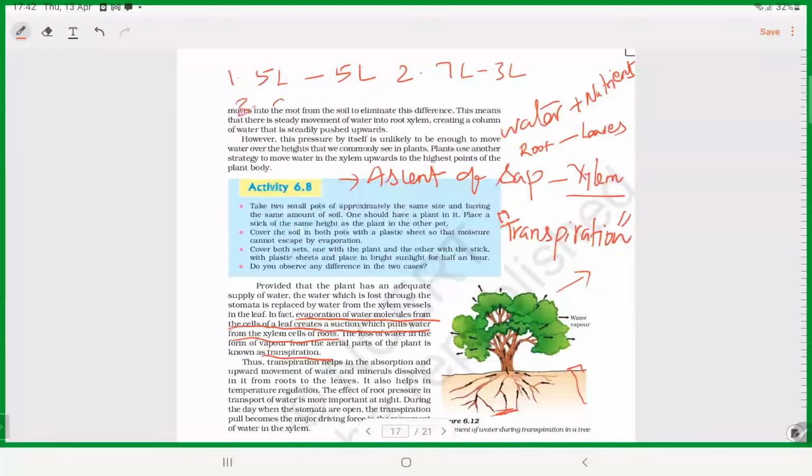Third option is 9.9 liters for transpiration, 0.1 liter for photosynthesis. Option 4, 9.9 liters for photosynthesis and 0.1 liter for transpiration. What is correct? The third one. Why?